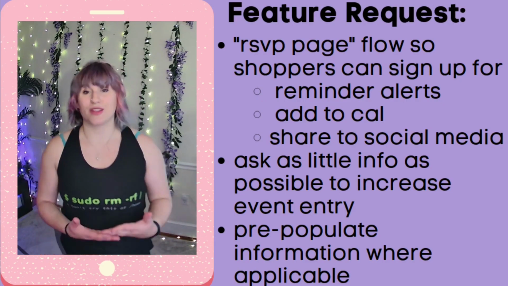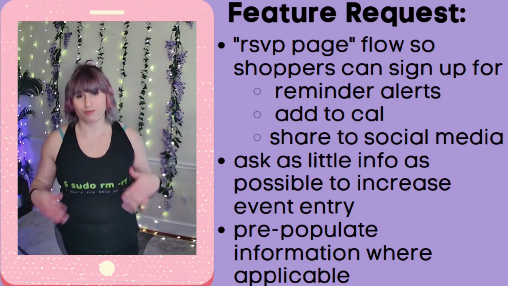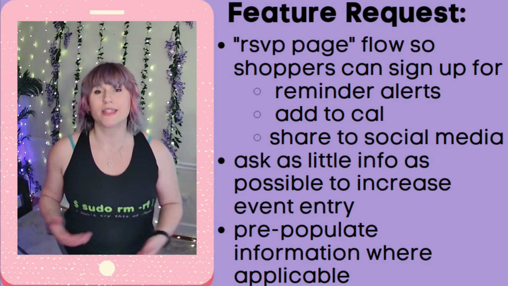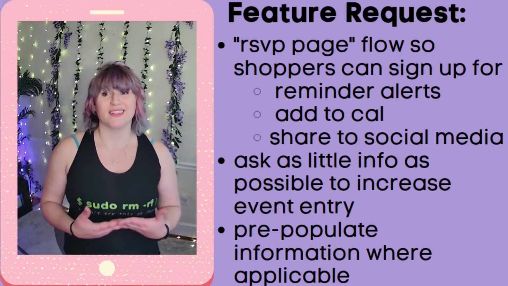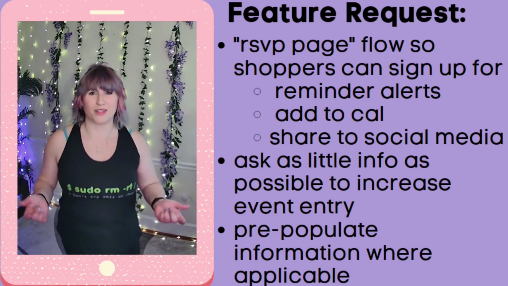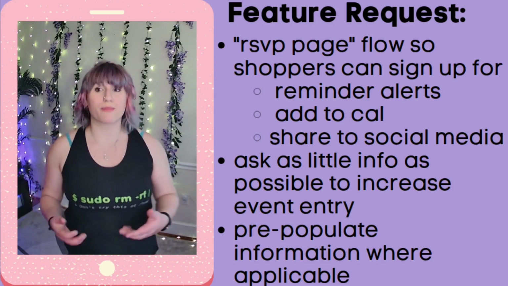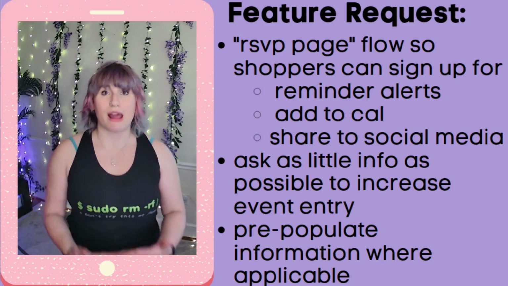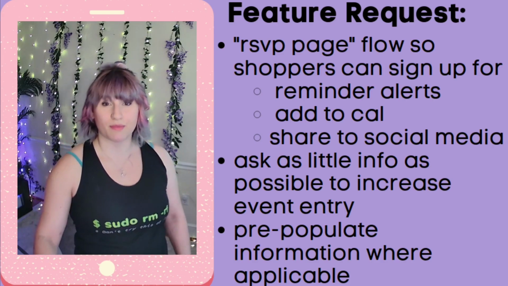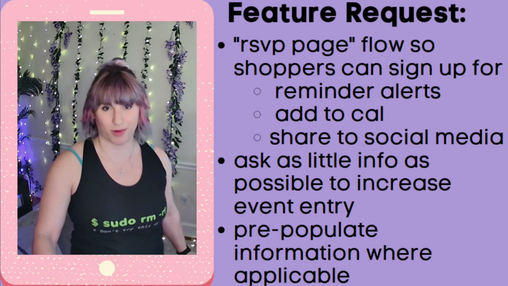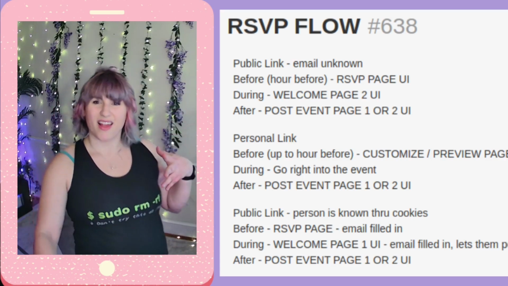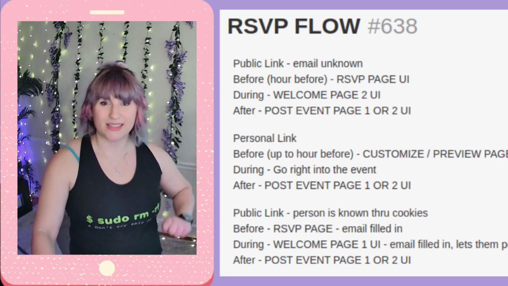So the initial ask for this was to create an RSVP flow to enable shoppers to sign up for alerts, add to calendar, and share to social media. Some of the goals: we wanted to ask for as little info as possible so we can increase event entry, because nobody likes it when you ask for a bunch of creepy information. We also wanted to be able to pre-populate the information where applicable. So if we know your email, we want to fill it in for you. Make it as seamless an experience as possible. A good product manager turned that flowchart into this guiding light ticket in the epic.